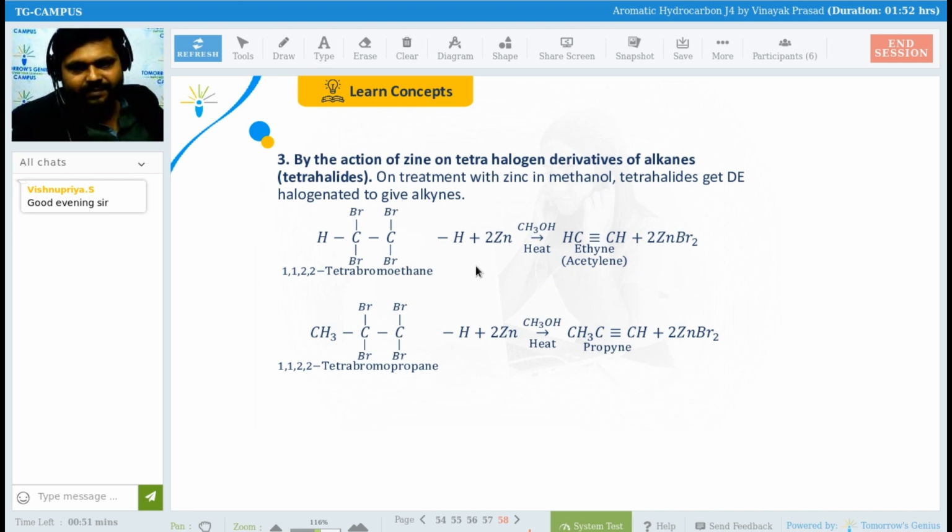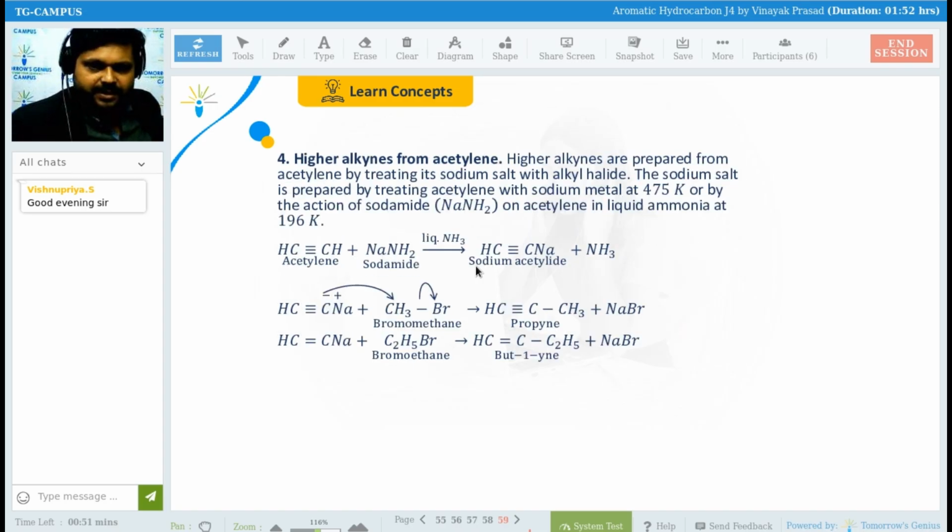Now, action of zinc on tetrahalogen derivatives of alkenes, that is tetrahalides. On treatment with zinc in methanol, tetrahalides get dehalogenated to give alkynes. So by the action of zinc on a tetrahalide, an alkyne will be formed. So there are different methods.